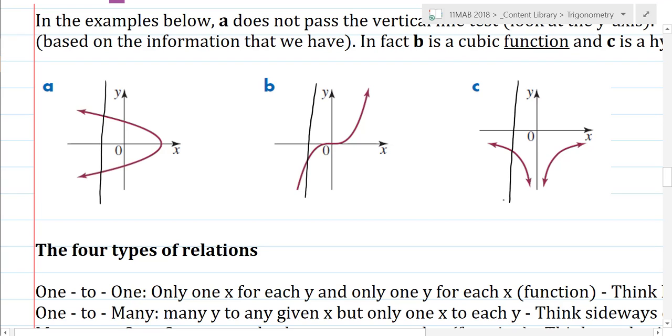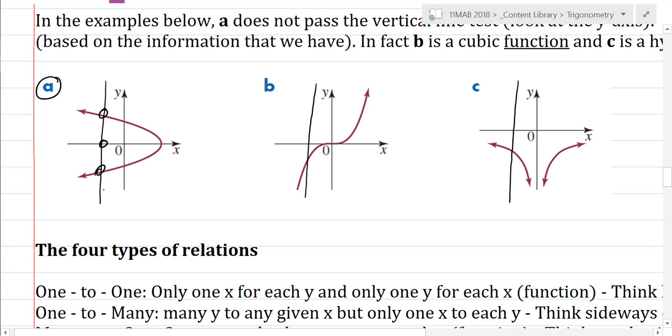And you can see that in the first case, A, it passes through 2 points on the graph. And because it passes through 2 points on the graph, that actually means that this is not a function. Because for one x value, this x value here, there are two y values, which technically means it's not a function.